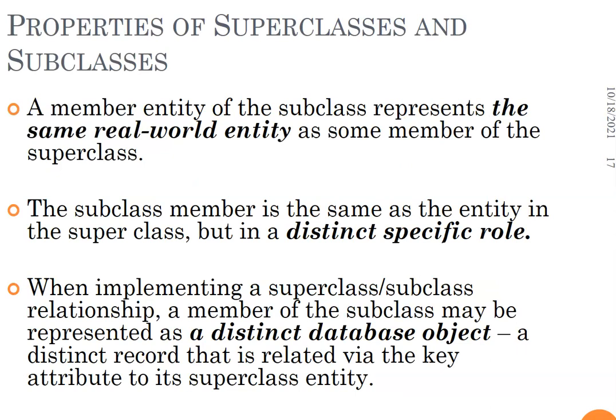So the properties of subclasses and superclasses. One, a member entity of the subclass represents the same real world entity. In other words, the subclass that you saw is actually a real entity and it can exist in the database. The subclass member is the same as the entity in the superclass. In other words, it is the same entity, and it can exist in the database. So the subclass secretary exists in the database. The subclass driver exists in the database. What may be different is that they have distinct specific roles. So when you are implementing these subclasses and superclass relationship, a member of the subclass may be represented as a distinct database object.